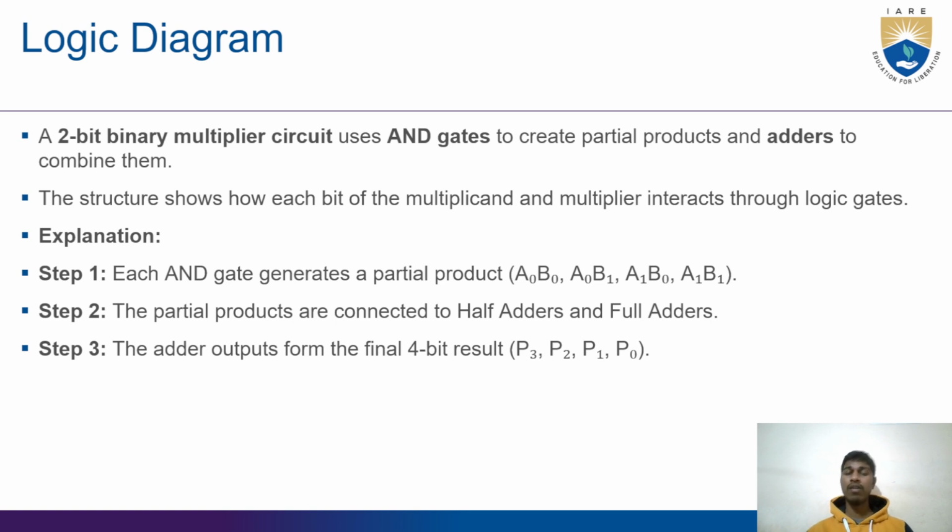In multiplication, only when two numbers are multiplied do we get a single product. In the same way, for A0 B0, if both are true, we get true. If both are false, we get false, and the same applies to the rest. Step 2: the partial products are connected to half adders and full adders. The adder outputs form the final 4-bit result. So with the use of the half adder and the full adder, we get the final 4-bit results, P3, P2, P1, P0.